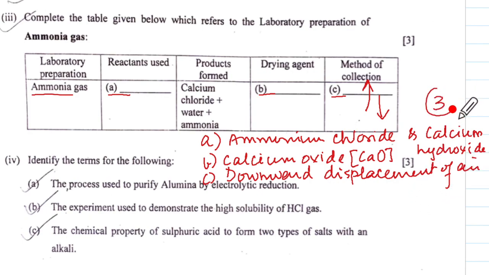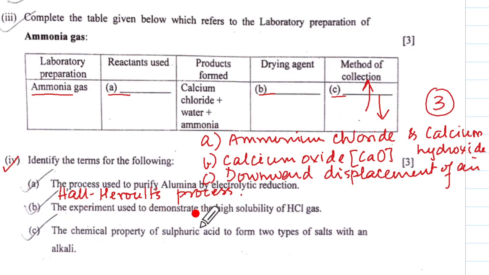And that should give you your 3 full marks. Let us come to the fourth part. Identify the terms for the following. The process used to purify alumina by electrolytic reduction. By electrolytic reduction, when we purify, will it be Bayer's process? What does Bayer's process do? It purifies bauxite. And what does Hall-Herold's process do? It reduces alumina by electrolysis, correct? So it will be Hall-Herold process.